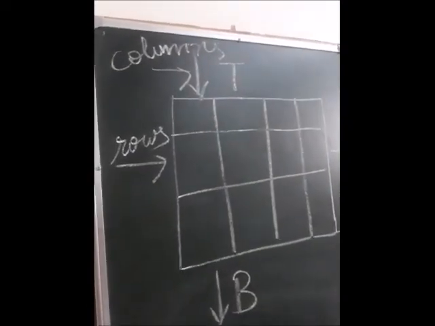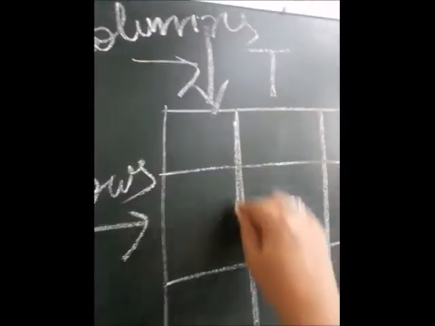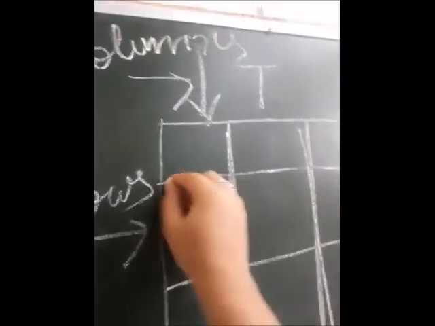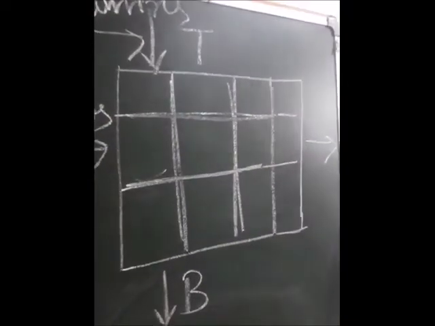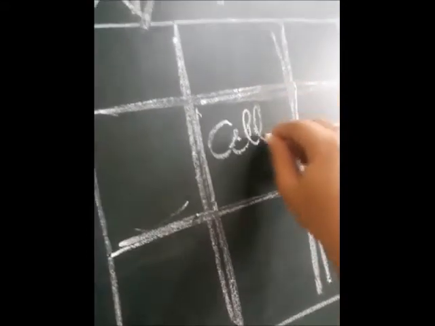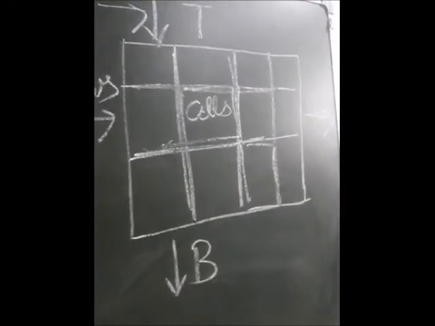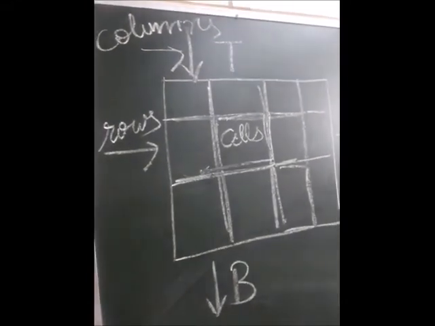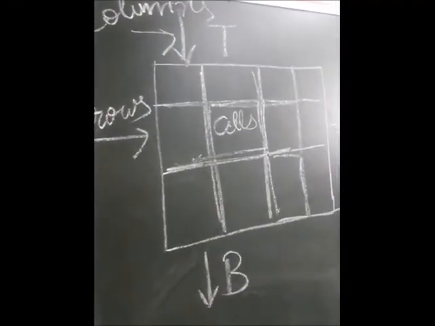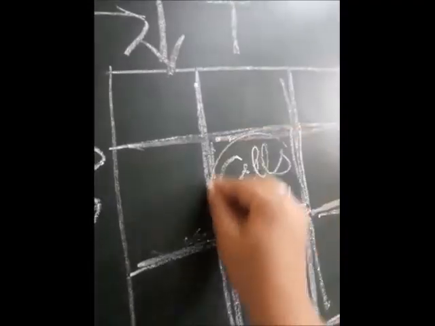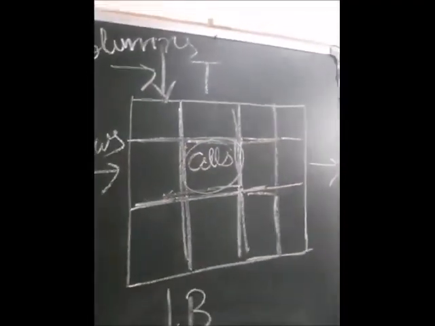And then the intersection of rows and columns. Now you see that these columns and rows intersect each other and making small boxes. These small boxes are known as cells. So you can say that in simple definition, the intersection of rows and columns are known as cells. And cells are the places where we enter the text in MS Excel. Entering data. These are known as the cells.